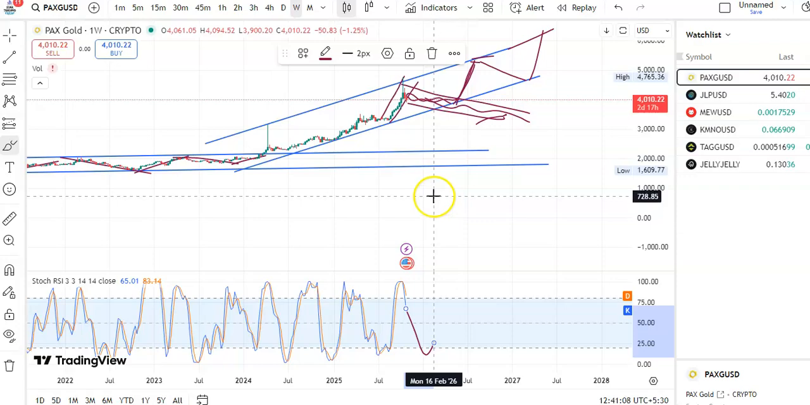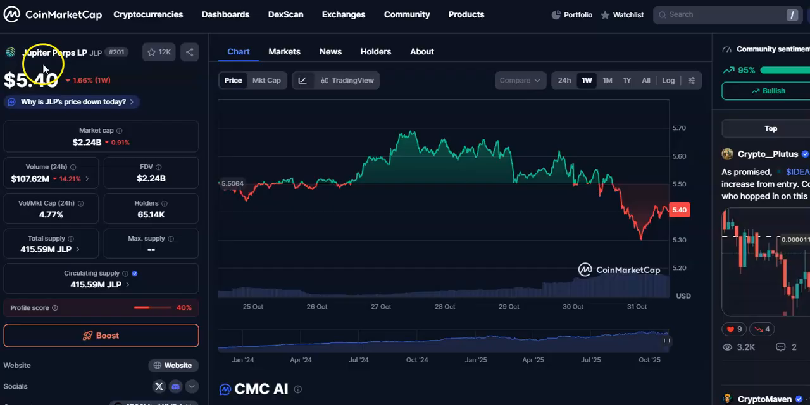So now we'll talk about another cryptocurrency, that is JLP coin, and you can see the current price is $5.40. It is down by 1%. Rank is around 201. Around 12k users are following this cryptocurrency. Market cap is $2.24 billion, and the volume in 24 hours is $107.62 million. It is down by 14%. So now we'll go to the chart and see how the candles are moving.